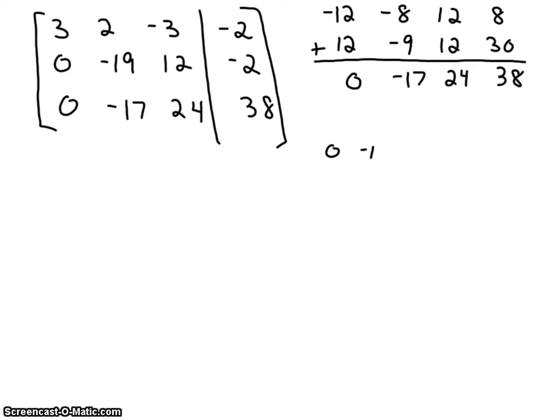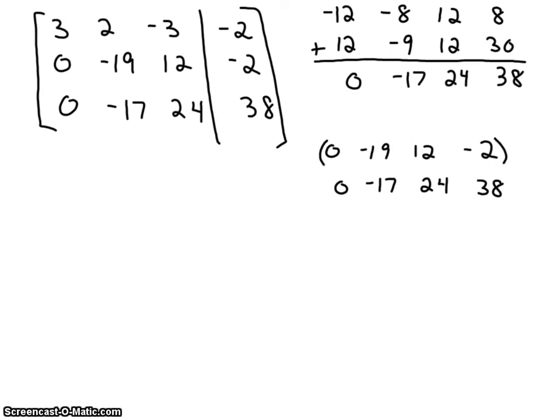0, negative 19, 12, negative 2. That's row 2. Now row 3. 0, negative 17, 24, and 38. Okay, we're going to end up with some big numbers here, but that's okay.